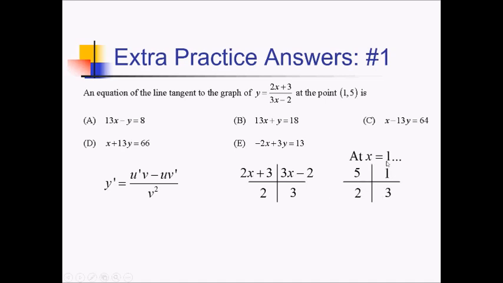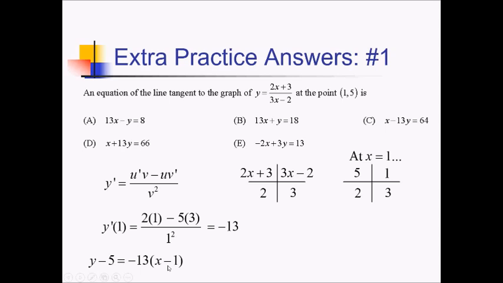Using the ribbon to put it all back together, we've got 2 times 1 minus 5 times 3, all over 1 squared. Well, this is just 2 minus 15 over 1, so that's negative 13. Putting it into point slope now, I can write y minus the y value 5 equals my slope that I just found of negative 13 times x minus the x value they gave us of 1.